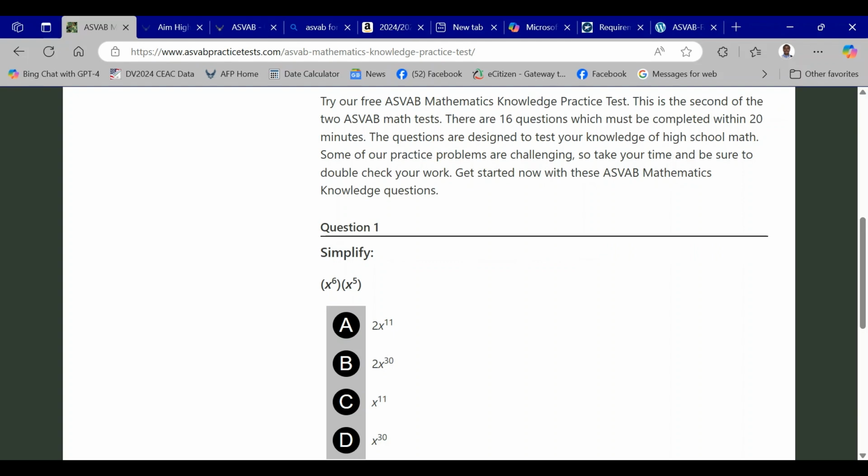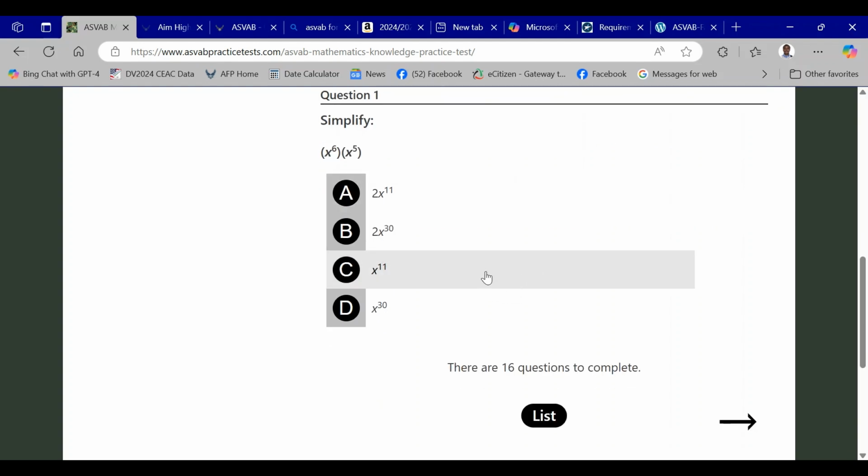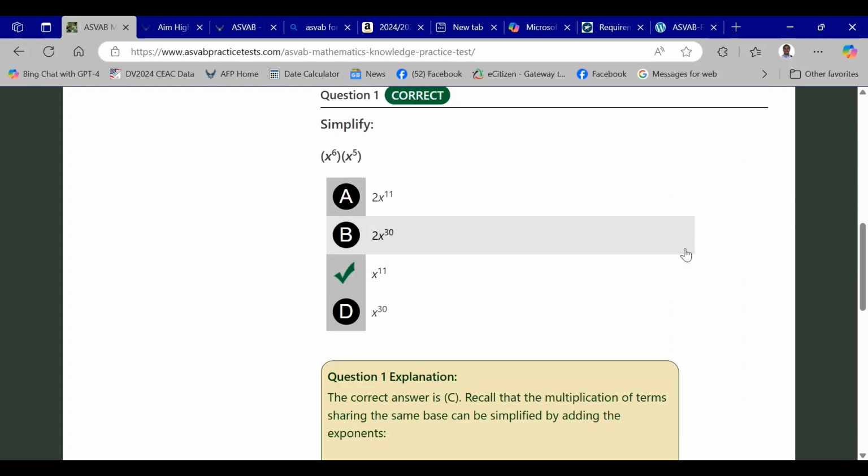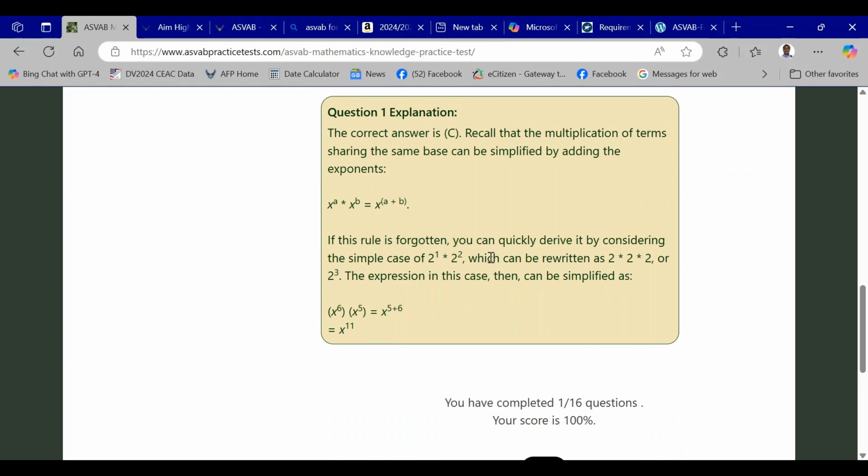One rule about indices is that whenever there is the same base, it's very easy. You can always add. If it's about multiplication like this one, you can add the powers. Let me do the maths. Yes, correct. Easy maths. You see?